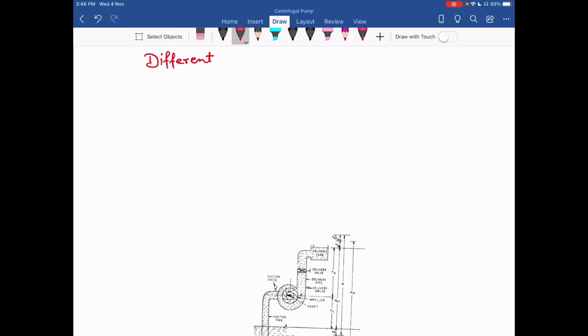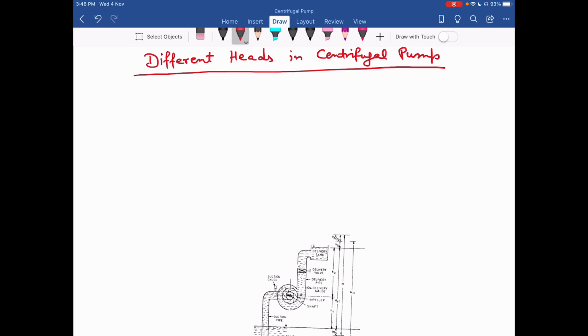Different heads in centrifugal pump. Now, the first important head in centrifugal pump is the static head. It is HST.